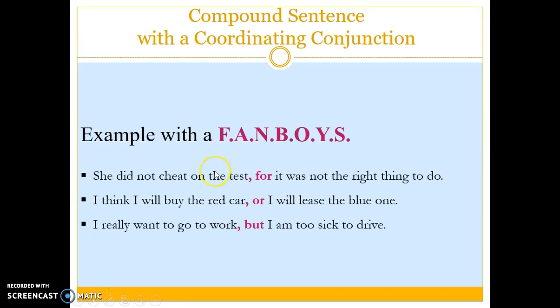In all of these sentences, you can see there's one sentence on the left and one sentence on the right. In between, you'll see a comma and one of the FANBOYS. Those are coordinating conjunctions and they can join 2 simple sentences together.